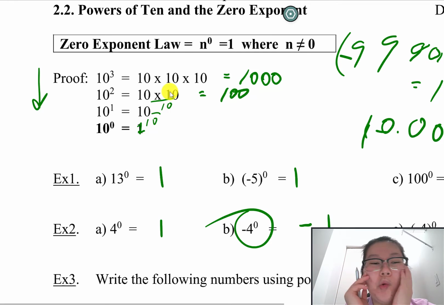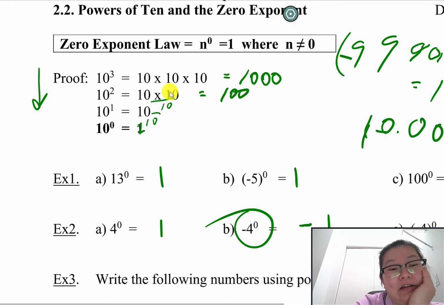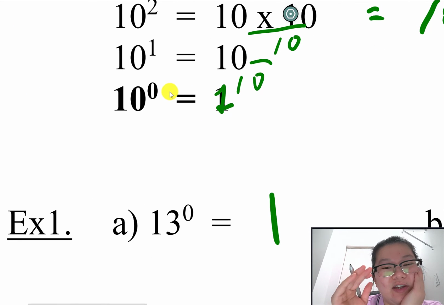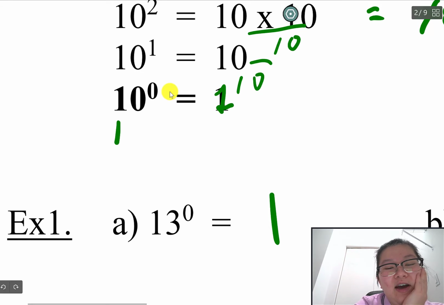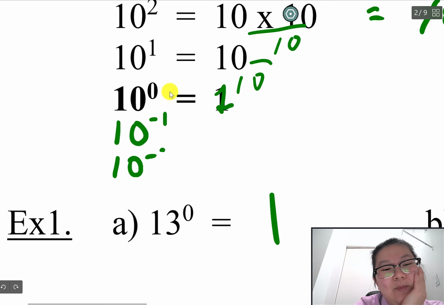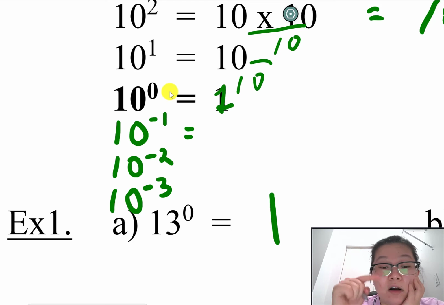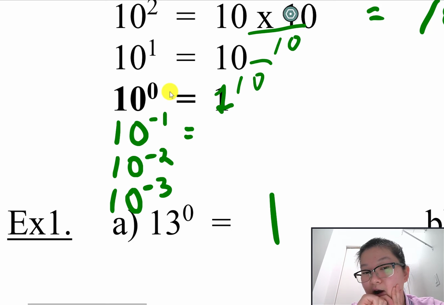You're wondering, ooh, then what happens if this pattern continues? It's not part of our curriculum. You're not required to know this on the test or a quiz, but for your interest, imagine I have 10 to the power -1, and this pattern just keeps going. And yes, it actually does. You're not required to learn negative exponents, but here, notice there are negative exponents now.